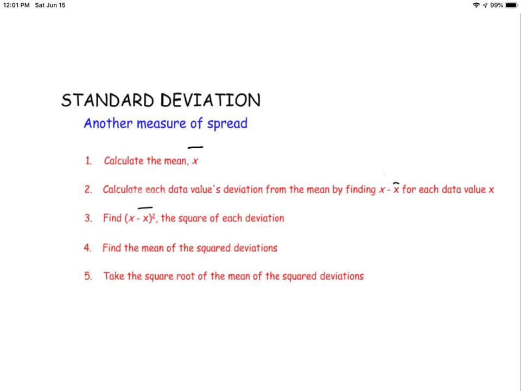Step 4 is you find the mean of your squared deviations, which means you take your squares that you just did and you add them together and divide by how many you added, because remember, that's how you find a mean. Then you take the square root of that mean of the squared deviations, which more than likely will give you a decimal answer, which we'll talk about more again on the next page.